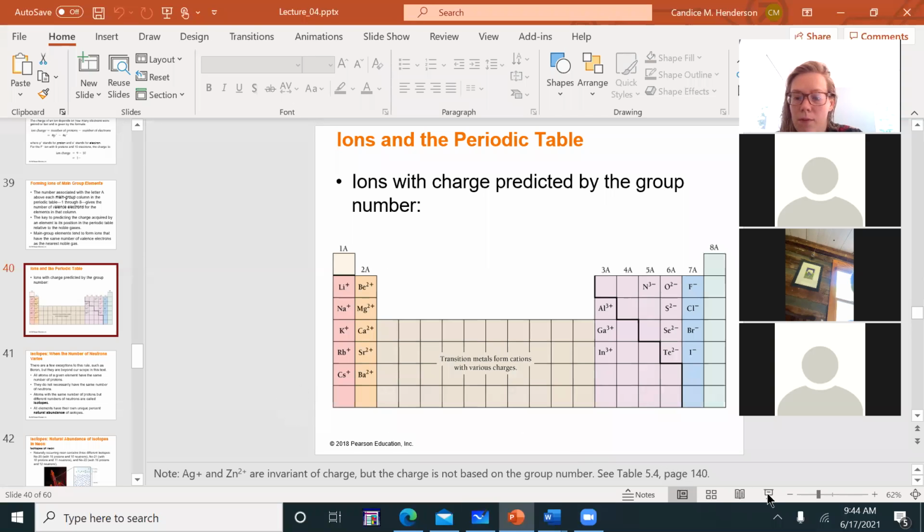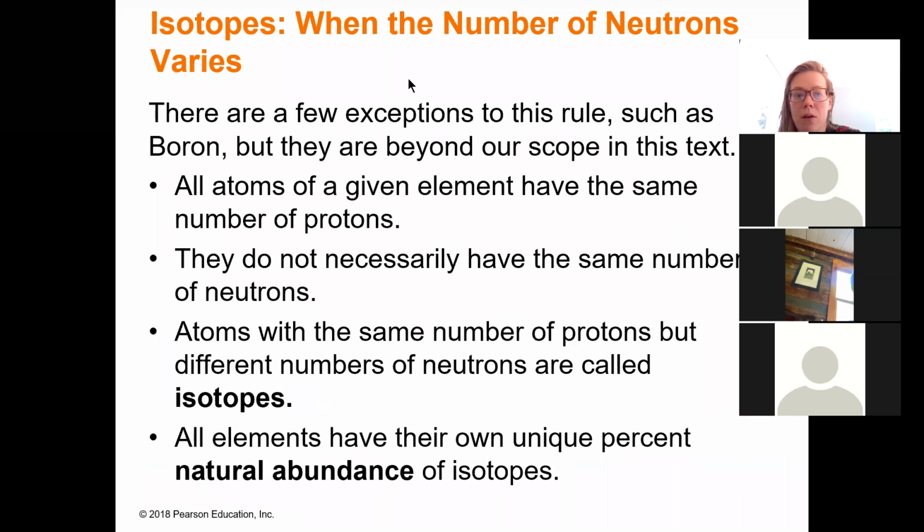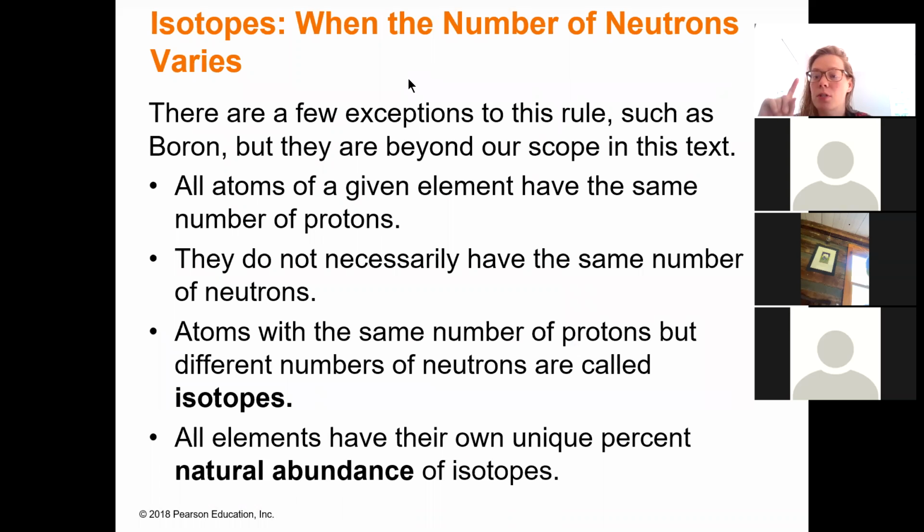So we haven't really talked a whole lot about neutrons, but we're going to now. We've got our 3 subatomic particles: protons, electrons, and neutrons. Protons have mass and they're positive. Electrons have very little to no mass and they're negative. Neutrons have a mass, like a proton, but they don't have any charge.